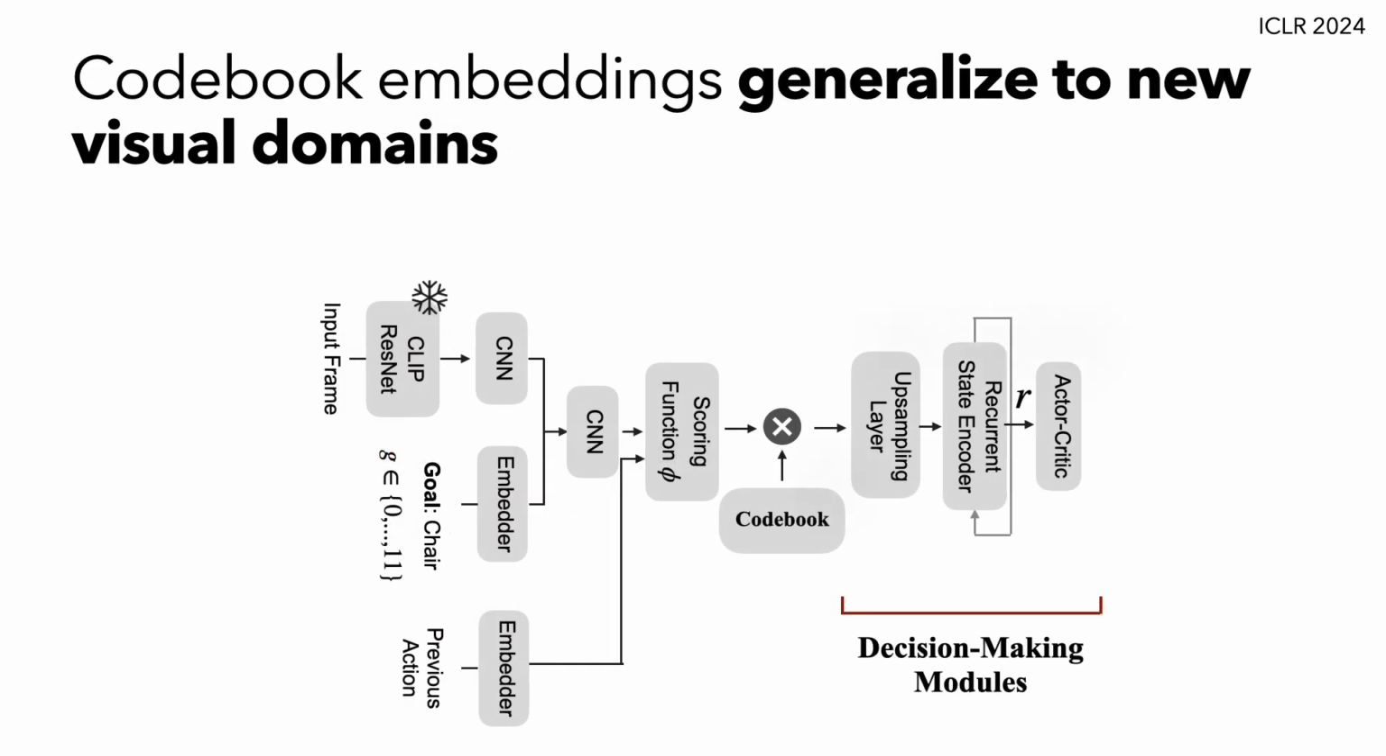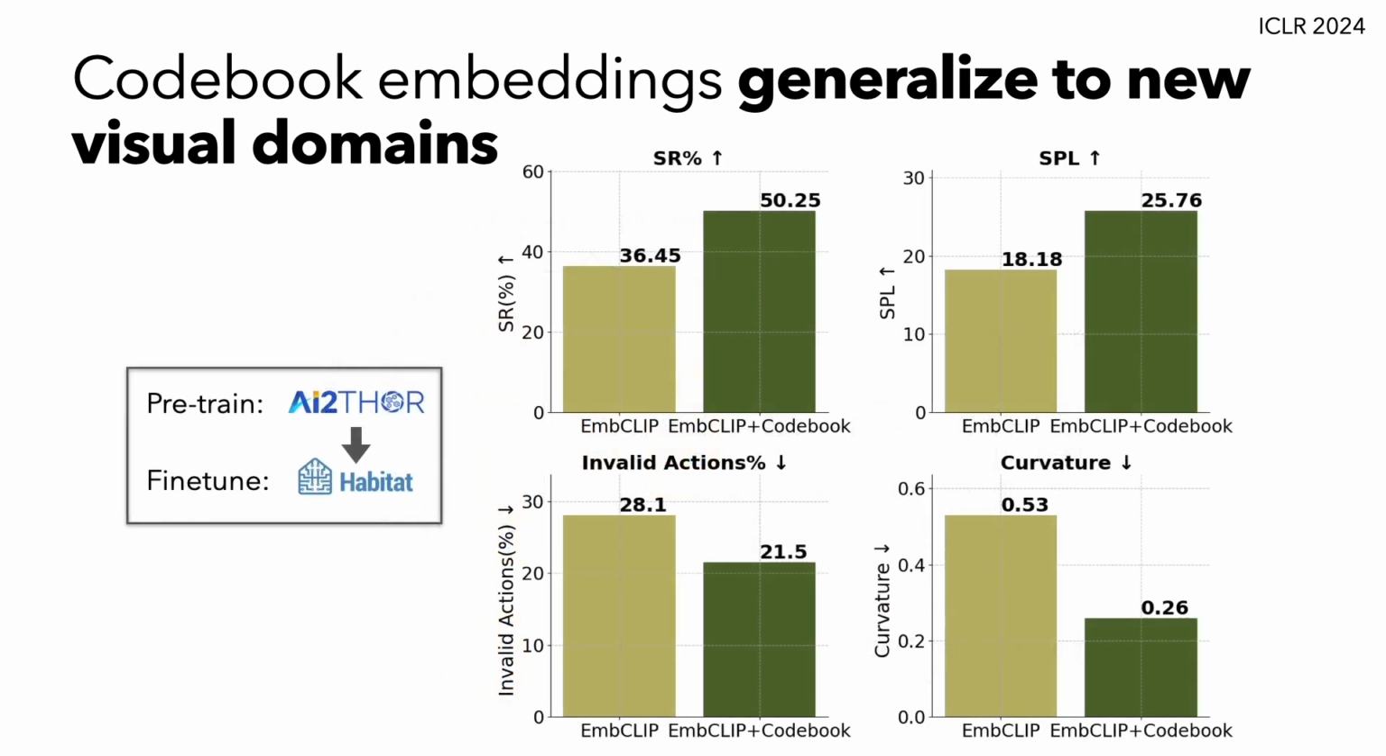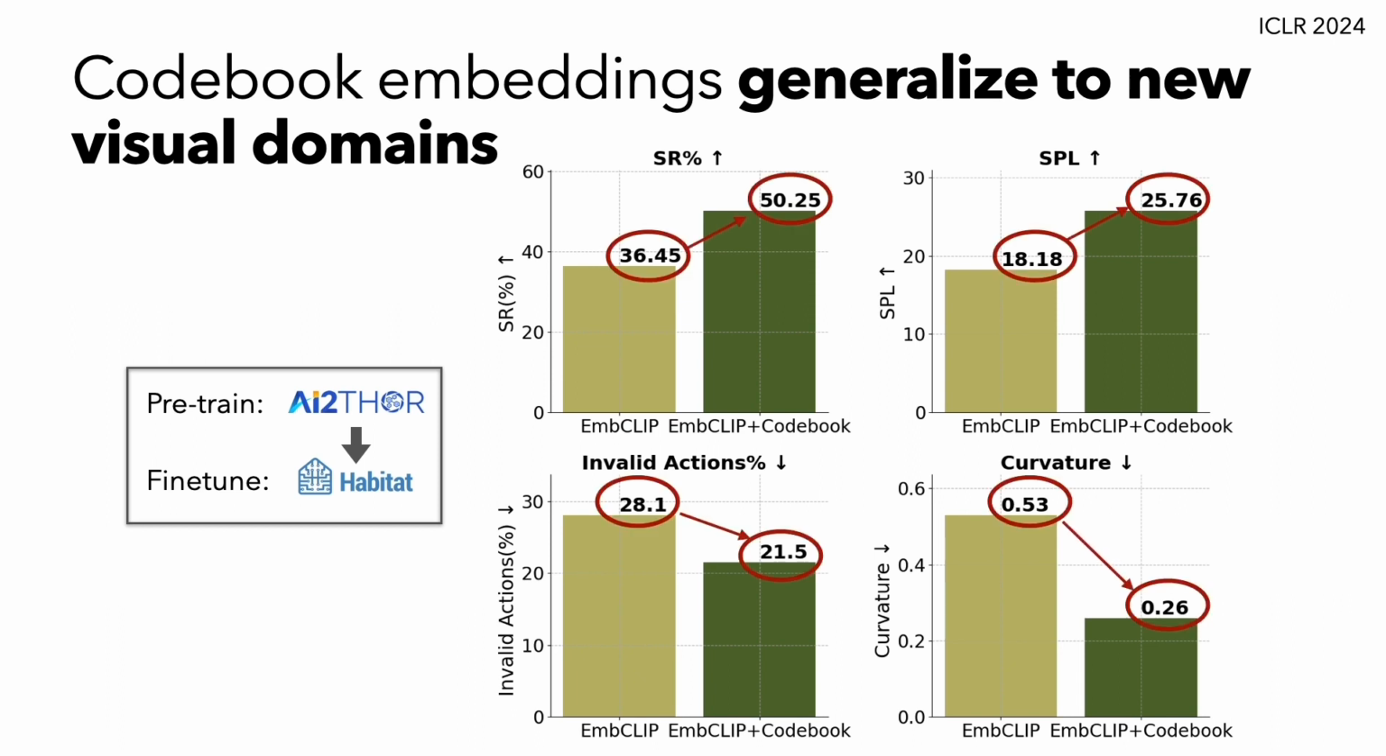To investigate the transfer to a new visual domain such as a new simulator, we keep the decision-making modules frozen and only fine-tune the parameters responsible for extracting visual cues. Our architecture shows better transfer when faced with similar tasks in new visual domains, as shown by the huge improvement across all metrics in the new simulator.